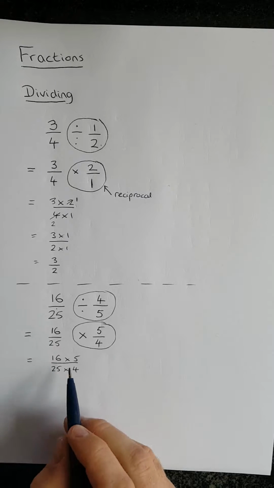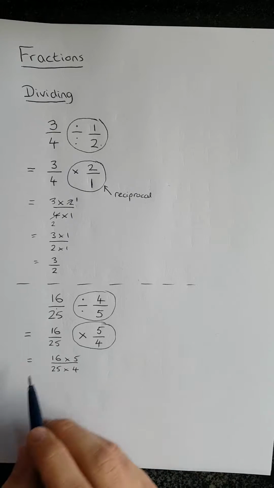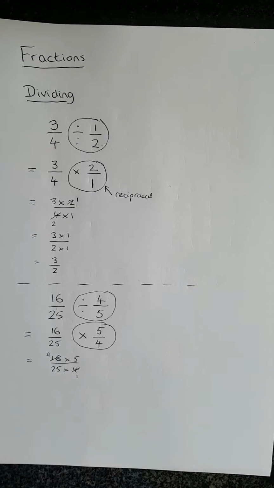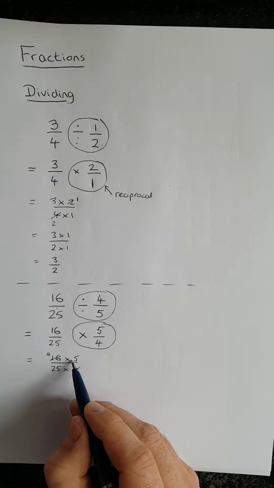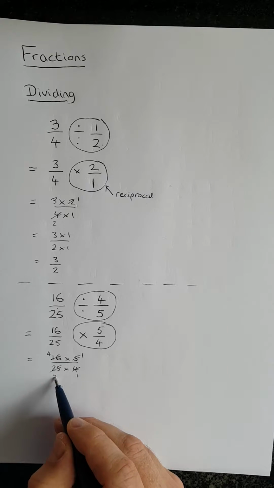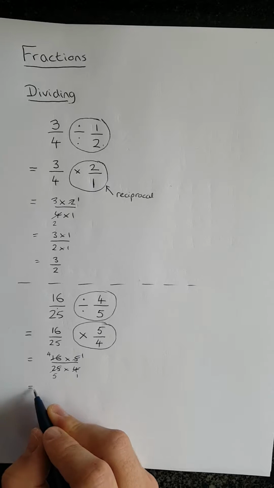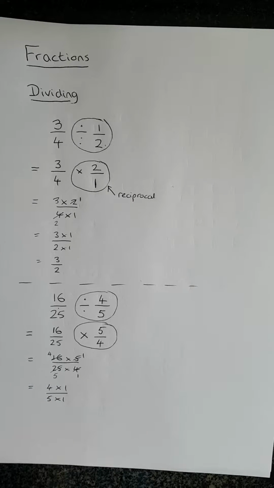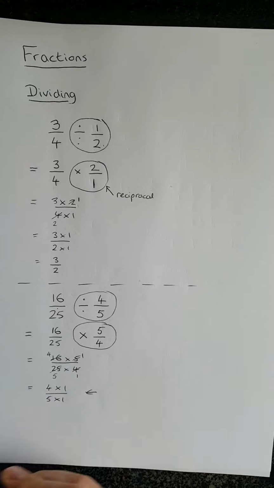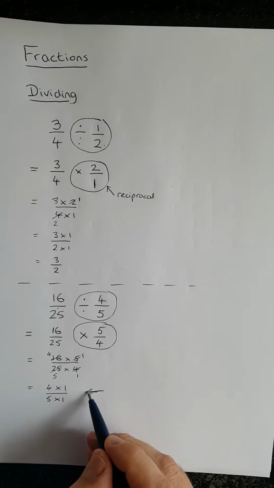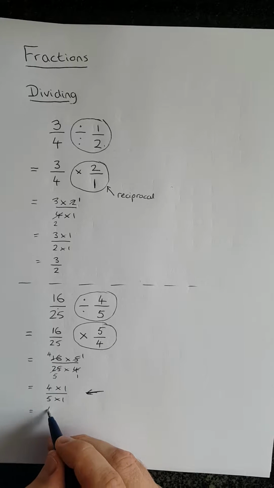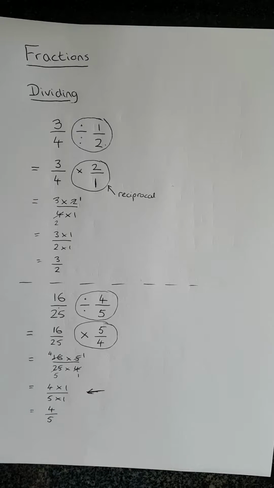Now, I can see 16 and 4, so I'm going to divide both parts by 4. I can see 5 and 25, so I'm going to divide both parts by 5. Just a reminder, this step isn't necessary. You can do it straight from here, but I prefer it because it's clearer.